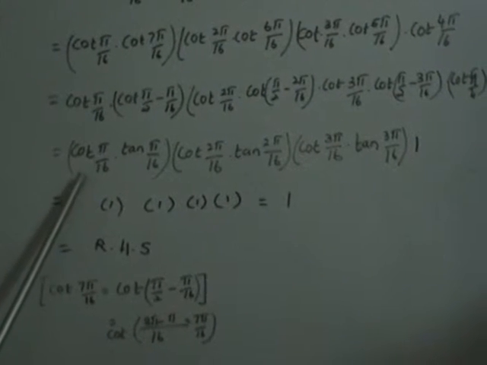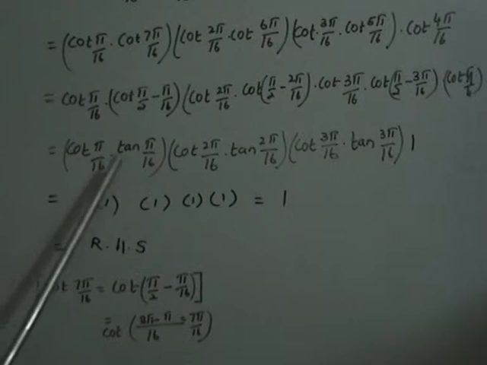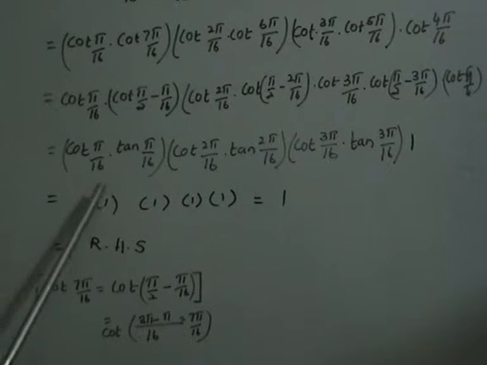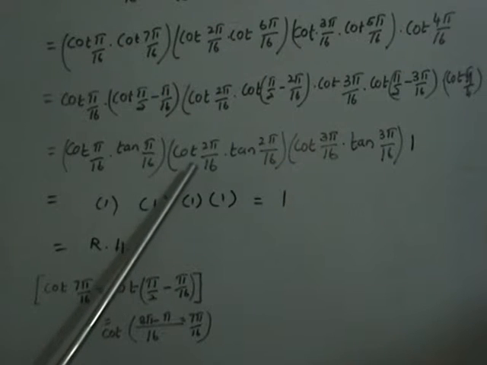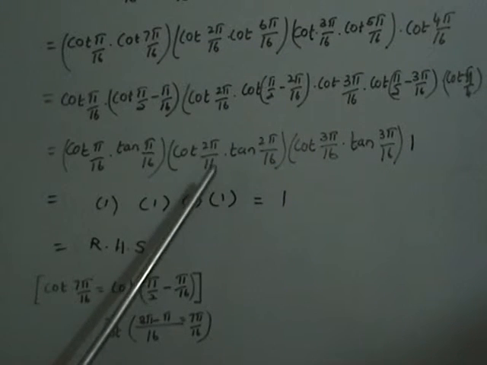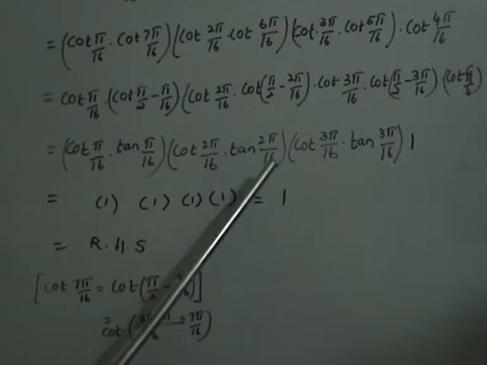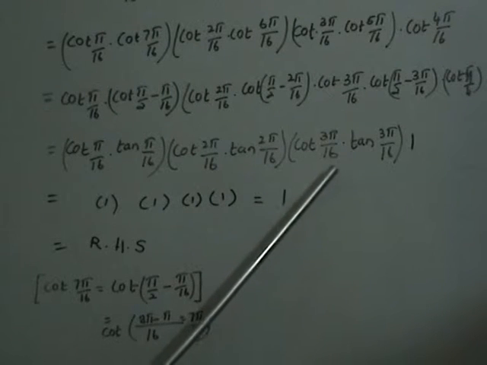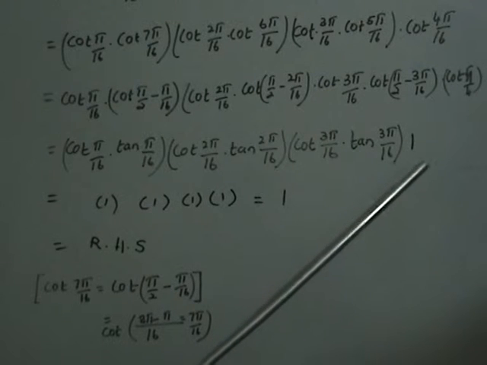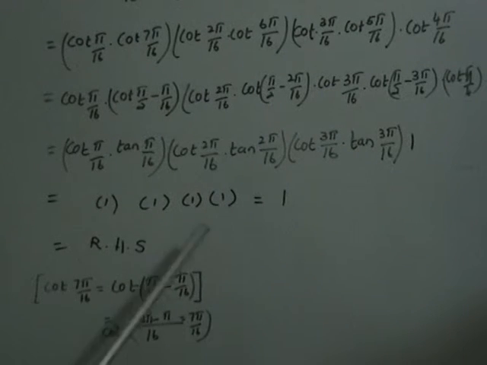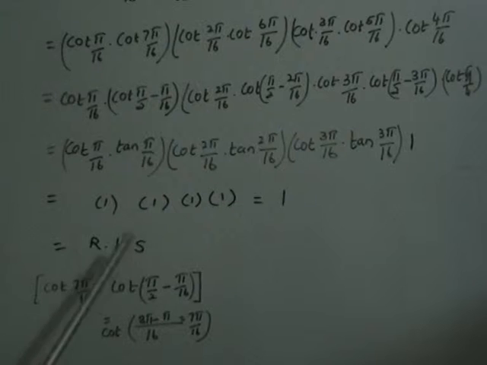Now this is cot A into tan A, which is 1. Cot pi by 16 into tan pi by 16 is 1. Again cot 2 pi by 16 into tan 2 pi by 16 is also 1, cot 3 pi by 16 into tan 3 pi by 16 is 1, and cot pi by 4 is nothing but cot 45, which is again 1. 1 into 1 into 1 into 1 is 1, the required RHS.